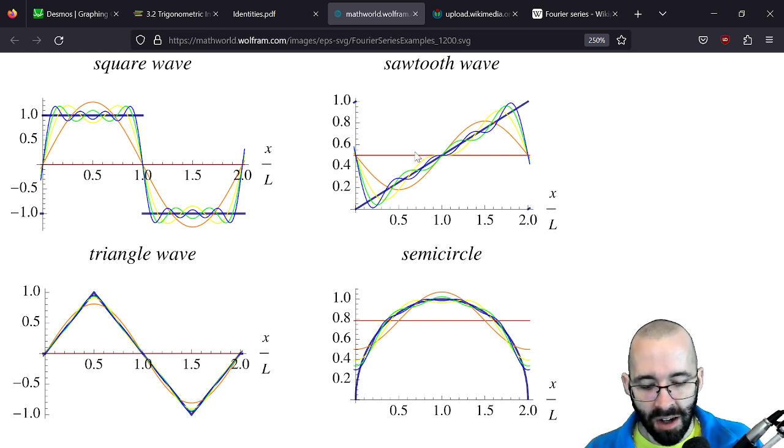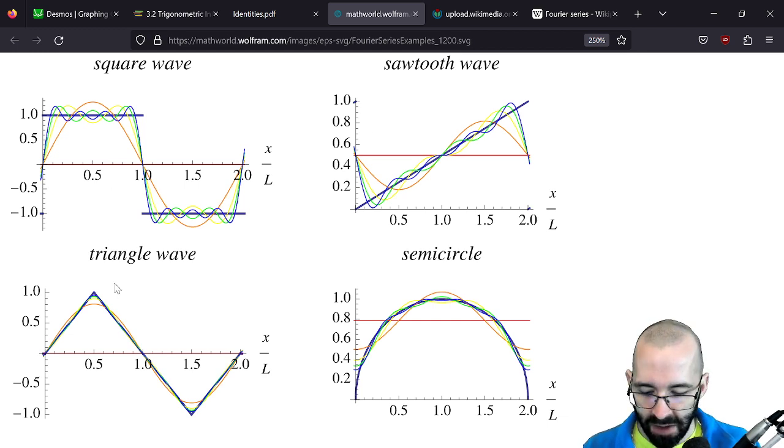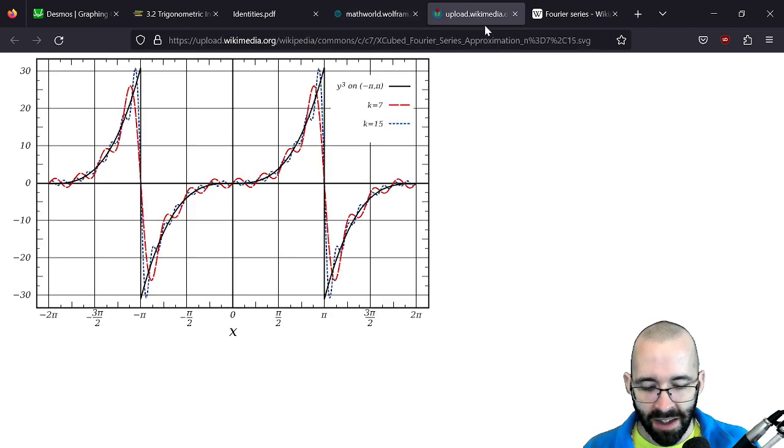And you can see that for all of these. Much more noticeable with the sawtooth, right? The red is not a good approximation. That's only 1. The yellow gets better. And the blue is really quite good for most of it. And then near the discontinuities, that's where things get even worse. Again, triangle and semicircle get actually some really good approximations. You can't even see the blue almost because it's just so similar.